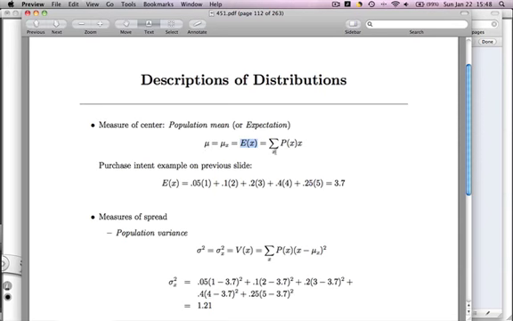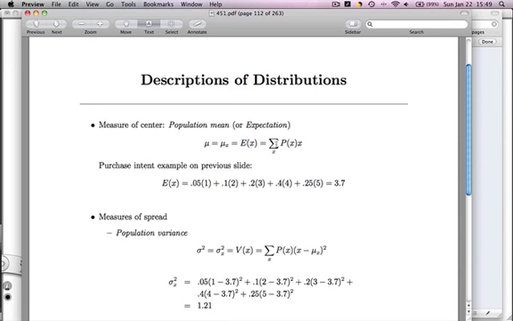Now we have a formula that you've seen before. This is the formula for a weighted mean. What we're going to do is weight the values by the probabilities. So values that have higher probabilities and are therefore more likely to occur get more weight than those that are less likely to occur. So let's just go find the mean of purchase intent in that previous scale.